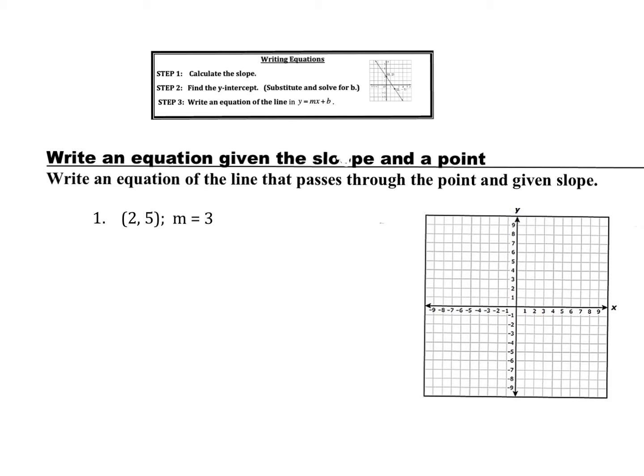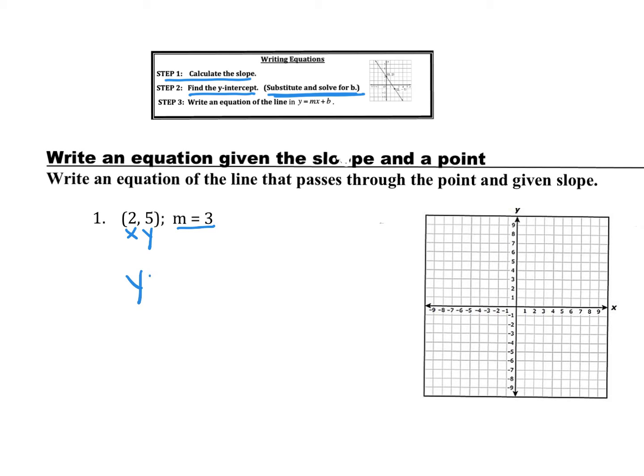So notice how we've got the point (2, 5) and a slope of 3. This is always my x coordinate, and this is always my y coordinate. So the first step, remember, is to calculate the slope. Well, we're given the slope of 3, so we don't have to do it there. Step 2 is to find the y-intercept, and today we're going to be looking at this step right here, substitute and solve for b. And then we'll write it into the equation of y is equal to mx plus b.